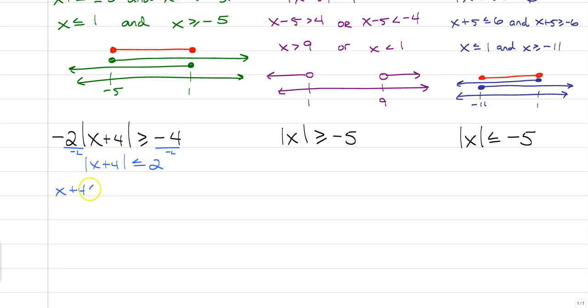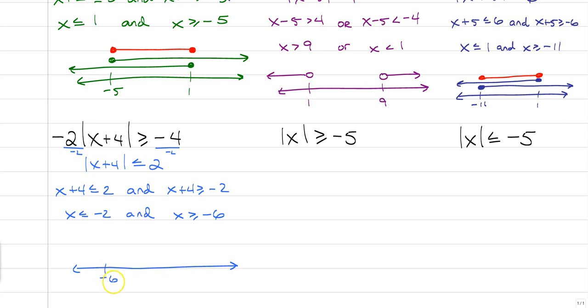So then, all you had to do is split it. X plus 4 is less than or equal to 2, and x plus 4 is greater than or equal to a negative 2. Solve both. X is less than or equal to negative 2, and x is greater than or equal to a negative 6. Get your line. Negative 6 and a negative 2. X has to be greater than or equal to the negative 6, but x has to be less than or equal to the negative 2. And is most specific and must satisfy both, so x needs to be between negative 6 and negative 2.